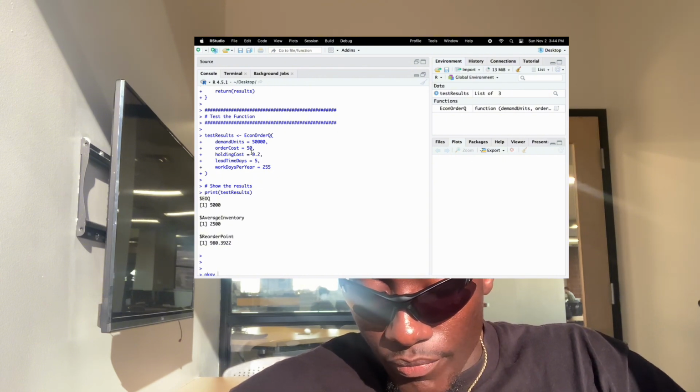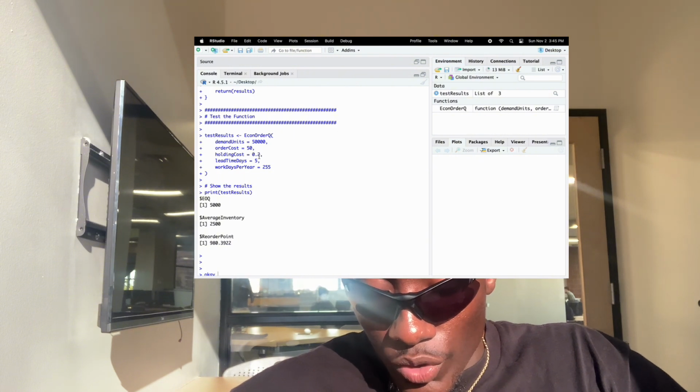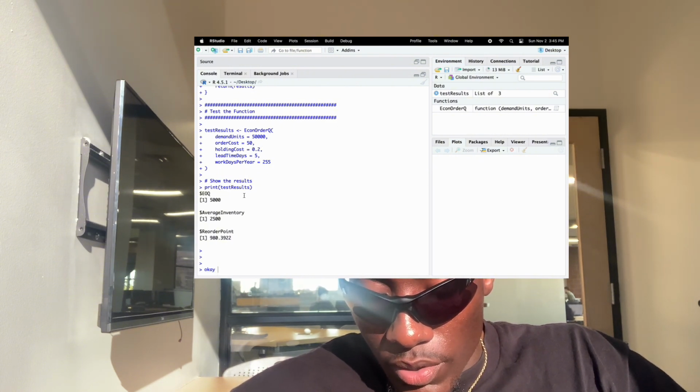So yeah, that means basically a business should order 5,000 units each time and will hold an average of 2,500 units, and should reorder when inventory drops to around 980 units.